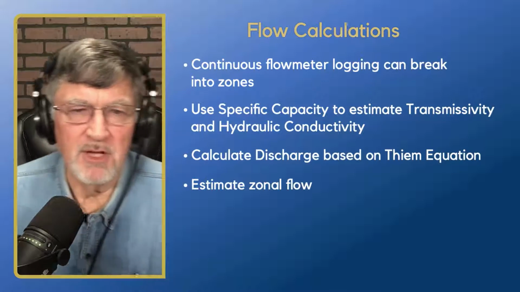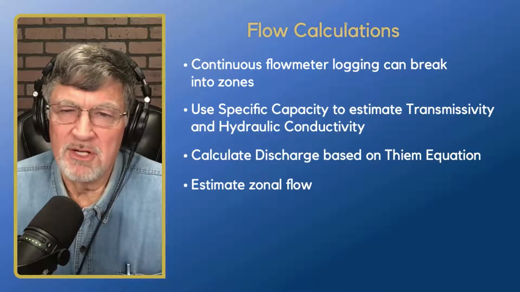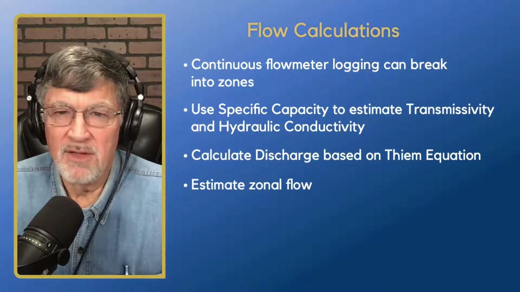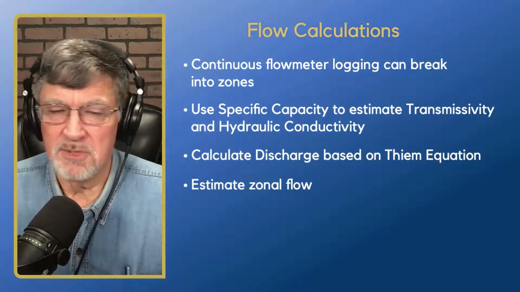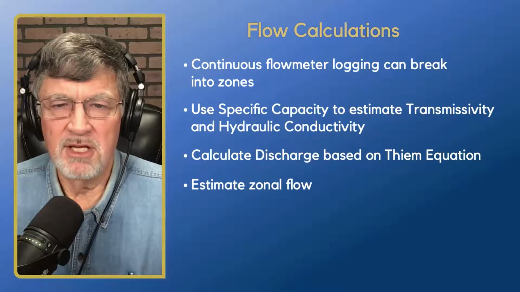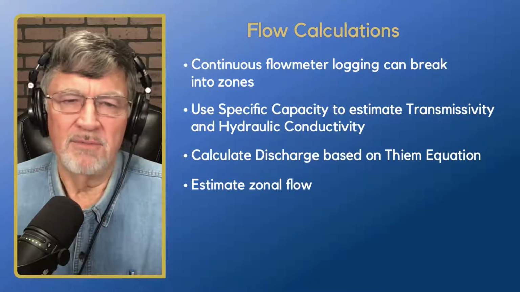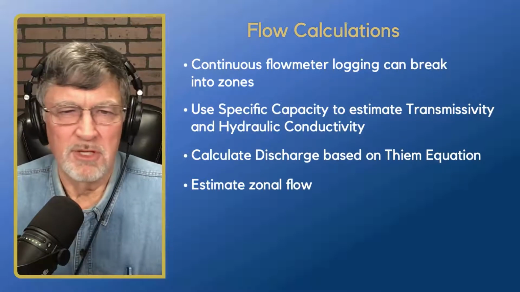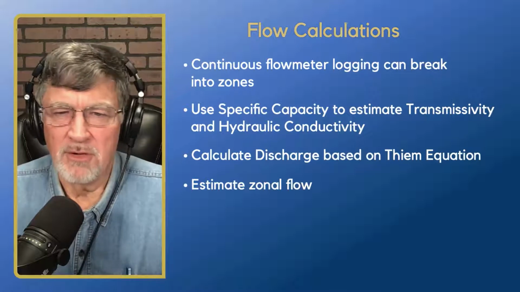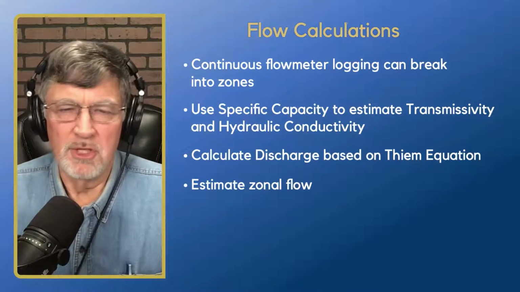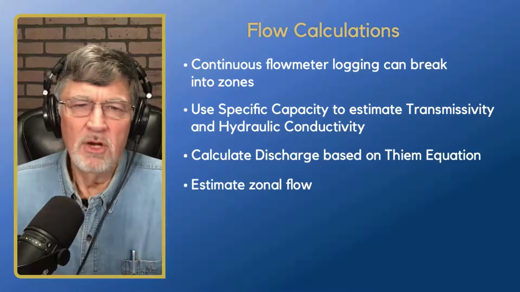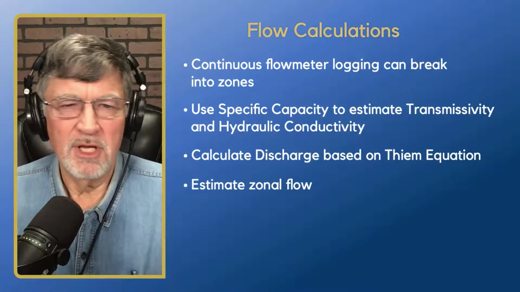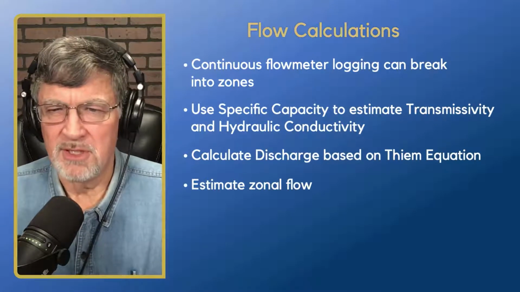So we can use specific capacity. During our preliminary testing, we can calculate specific capacity, and from that, there are some calculations to estimate transmissivity. Once you have transmissivity, then you can calculate hydraulic conductivity, since transmissivity is really hydraulic conductivity times aquifer thickness, and we're assuming we know our aquifer thickness. So we can break these parameters out based on specific capacity, and then we can calculate our discharge based on the time equation.